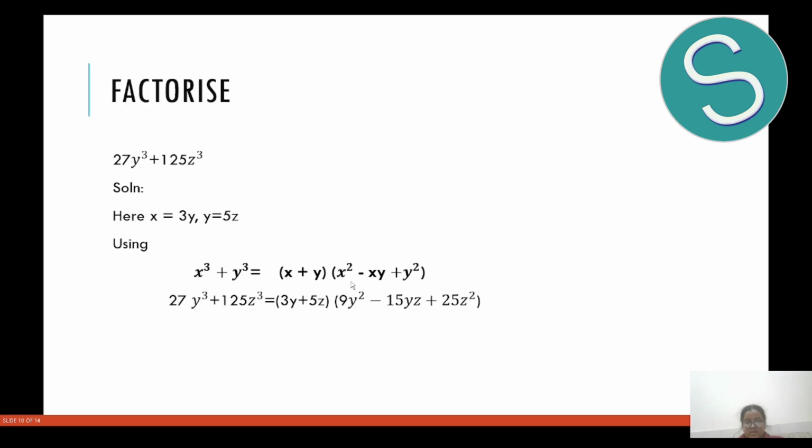Then x square, that is 3y whole square, that is 9y square, minus xy, that is 3y into 5z, which gives me 15yz, plus y square, that is 5z square. So this will be 25z square. So this is how we can factorize this question.